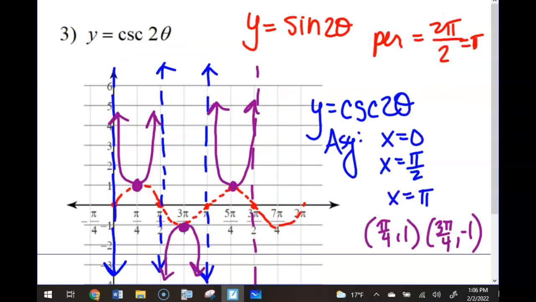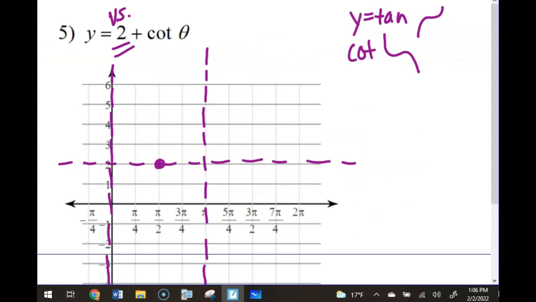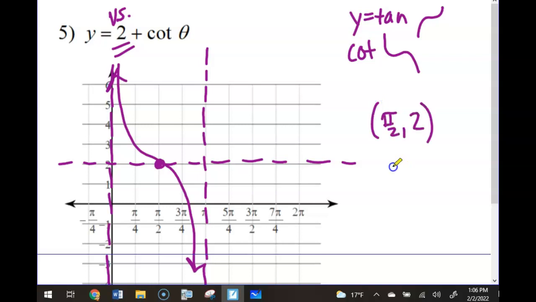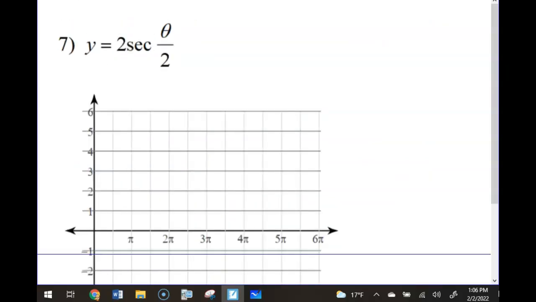Yes, cotangent, oops, where am I at? Cotangent, do you see it starts at the top and goes down? So that's what we're going to do on this guy. We're going to shift it up 2, or start at the top and go down. I'm just going to draw that and be done. It has an ordered pair at pi over 2 and up 2. And it has as asymptotes x equals 0 and x equals pi. I hope I only have one left. Oh, I have 2, but I'm only going to do this one.